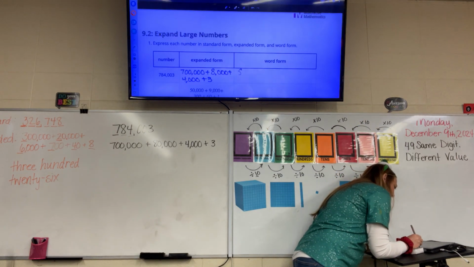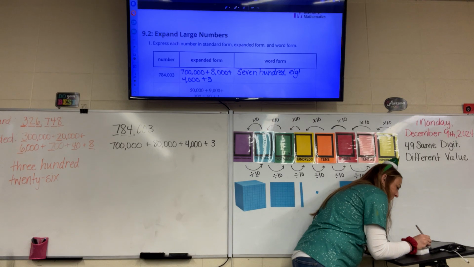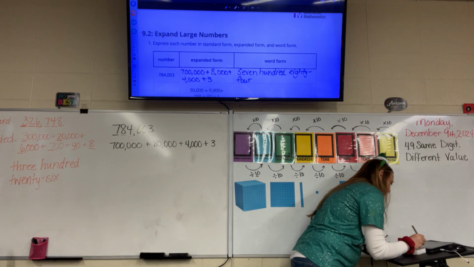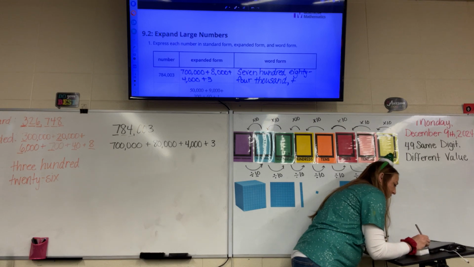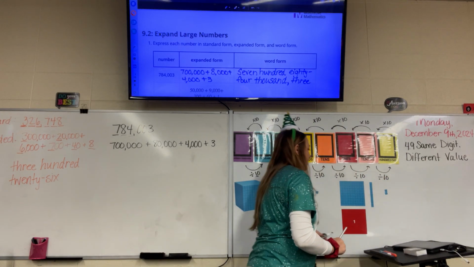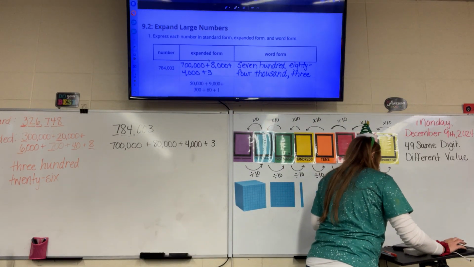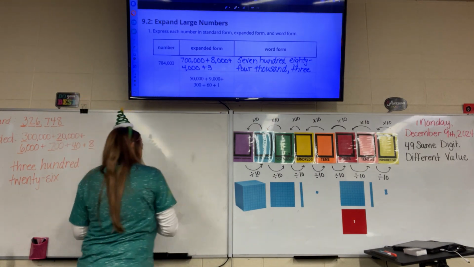So 784, write this down. And we're gonna put a dash between 80 and 4 because they work together to make a number. 784,000. Then we kind of pause. So there's a comma after the word thousand, and then we write 3. 784,003.